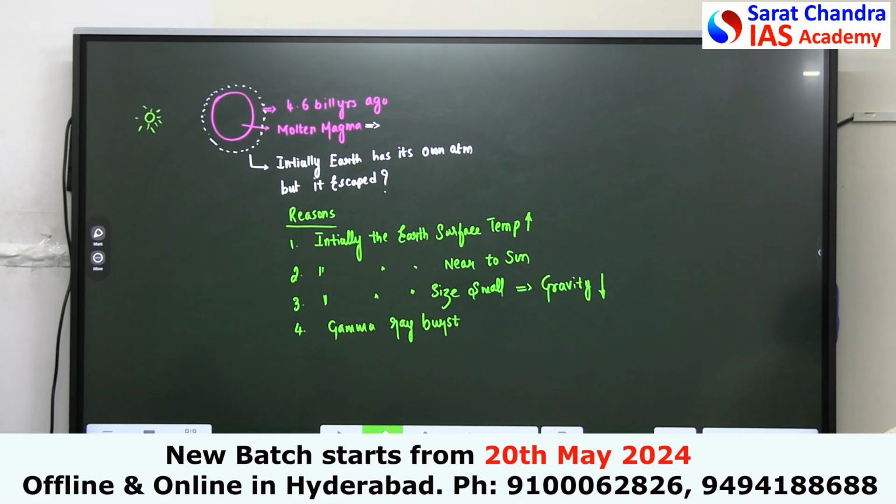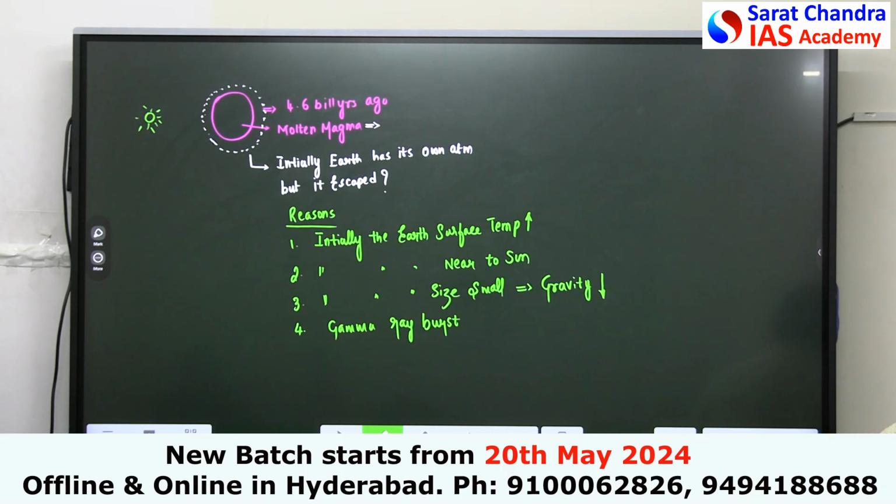All the other gases, like oxygen today, are bound onto the earth's surface due to the gravity of the earth only. If the earth did not have gravity, oxygen would have escaped. Nitrogen would have escaped, carbon dioxide would have escaped. We would not have to face any climate change. Because of the presence of gravity only, these gases are tightly bound within the earth's atmosphere.